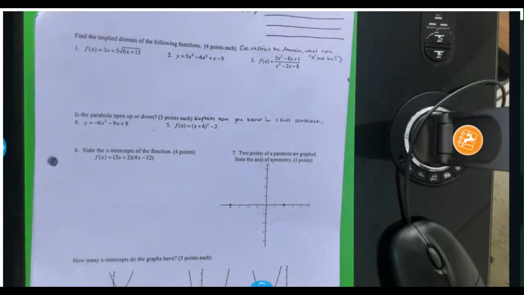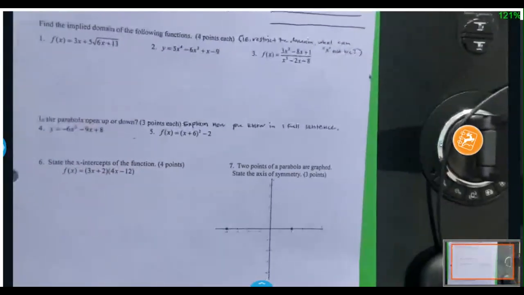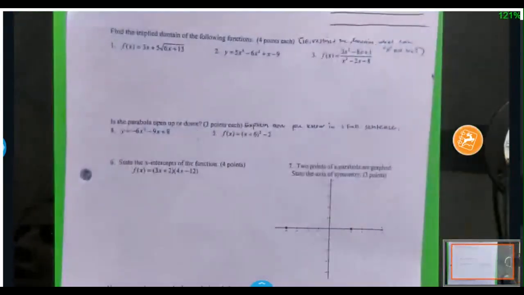All right, so look at page M. We're going to review quadratics right quick, and then, like I said, we're going to review transformations. So we're on page M, and I'm going to start with the first three. So let's read what it says. It says, state the implied domain of each function.